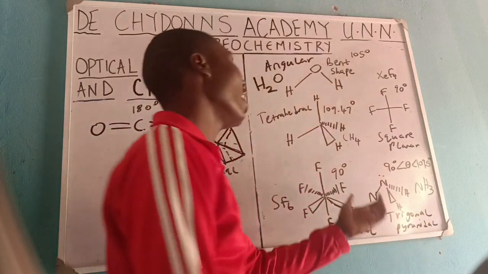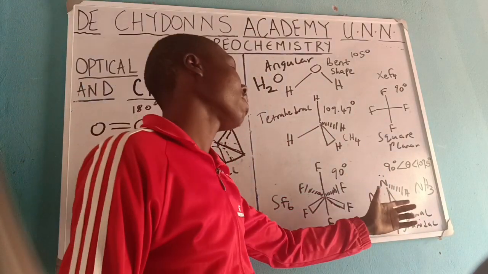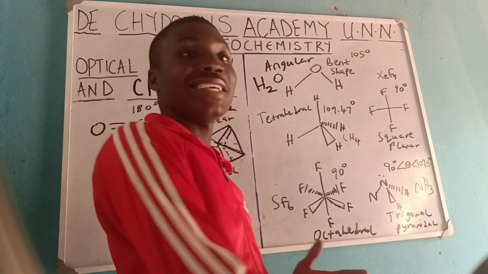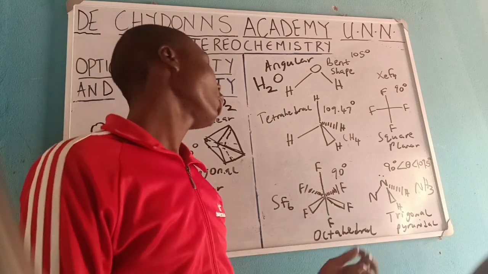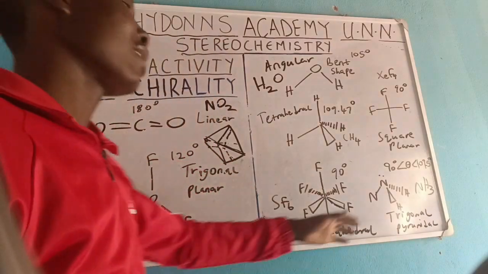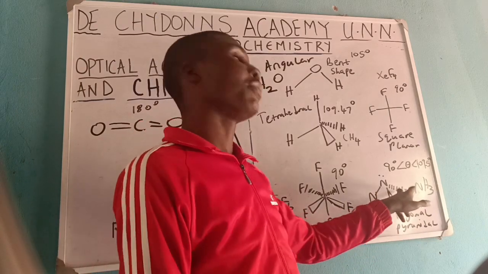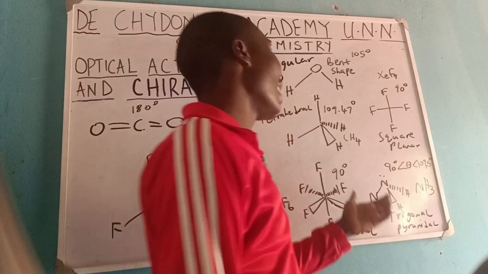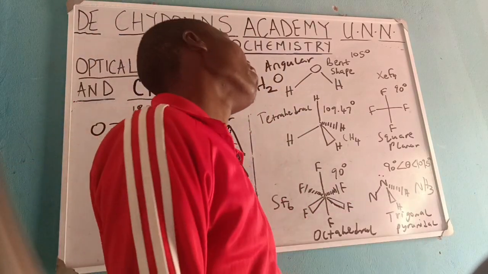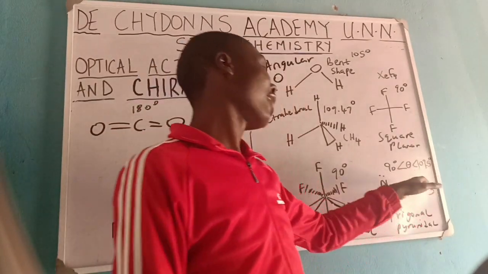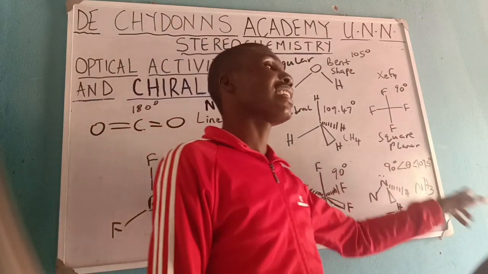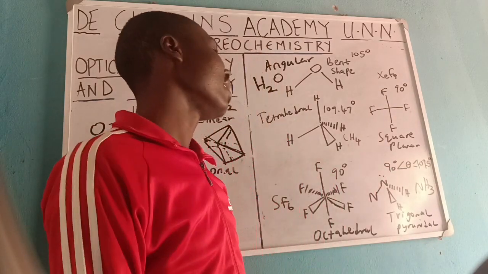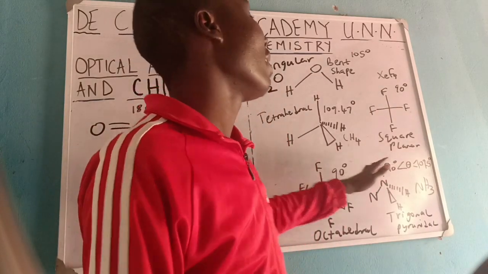In trigonal pyramidal, we have a shape that has something like a triangular base, but like I told you, this one is on a plane, this one is not on a plane, because we have a wedge bond and also a corresponding hash bond. So this is trigonal pyramidal, and the angle between the two bonds is greater than 90 degrees but less than 109.5 degrees. The last one we're going to talk about is the square planar.